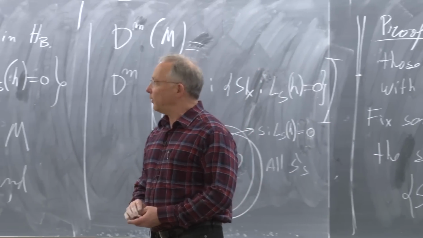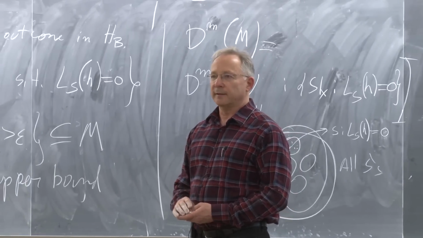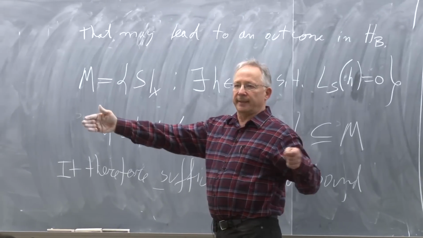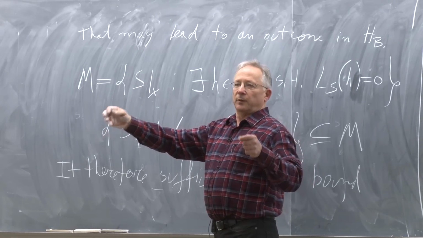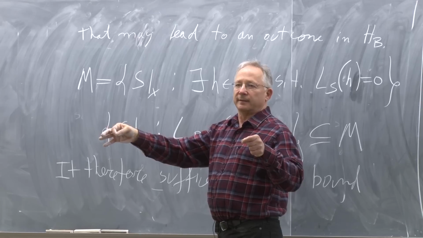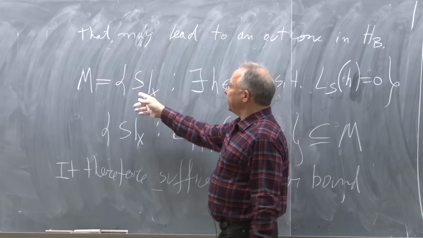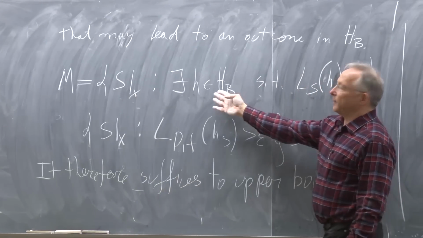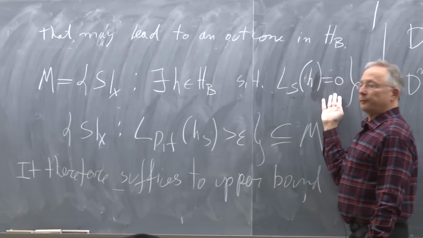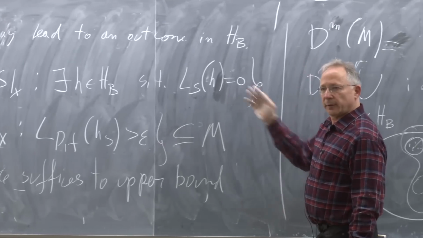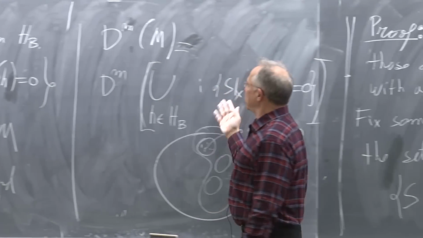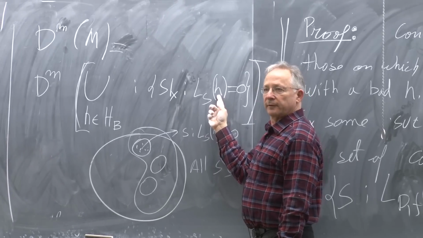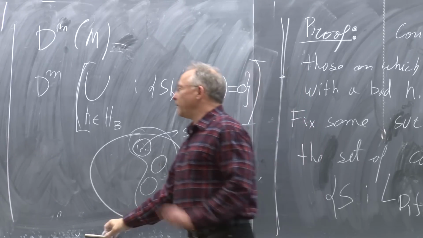M is a set of M tuples of Xi's. M is a set of samples. A sample is of size M. So it's a set of M tuples. It's all the M tuples such that if you saw this M tuple, there exists a bad H that looks perfect. And I say it's the union over all bad H's of the set that make this bad H look perfect. Now we are almost done.